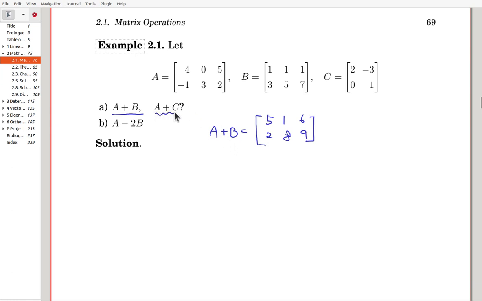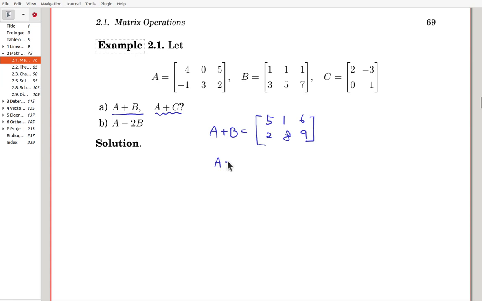How about A plus C? A has 3 columns, but C has only 2 columns, so we cannot add them. There is no such addition possible. Now, how about A minus 2B? That can be done quite easily.